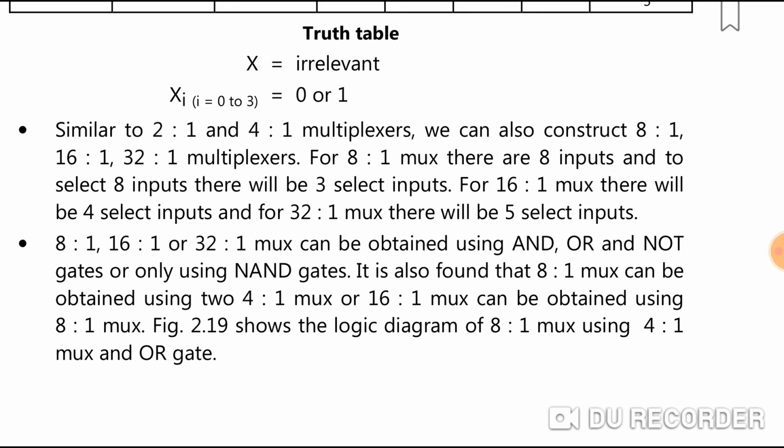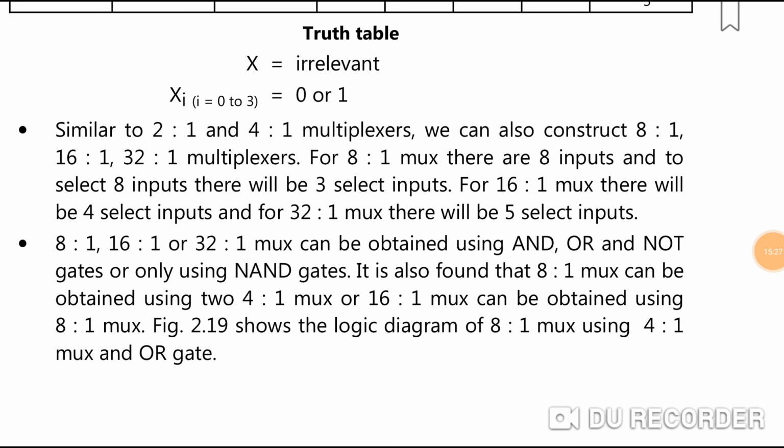Now we will see that, similar to 2 by 1 mux and 4 by 1 mux, we can also construct 8 by 1, 16 by 1 and 32 by 1 mux. For 8 by 1 mux there are 8 inputs, and to select 8 inputs there will be 3 select inputs. For 16 by 1 mux there will be 4 select inputs, and for 32 by 1 there will be 5 select inputs. So 8 to 1, 16 to 1 and 32 to 1 mux can be obtained using AND, OR and NOT gates, or only using NAND gates.